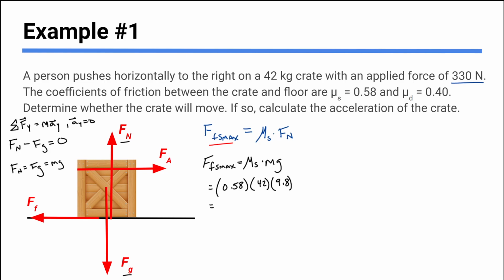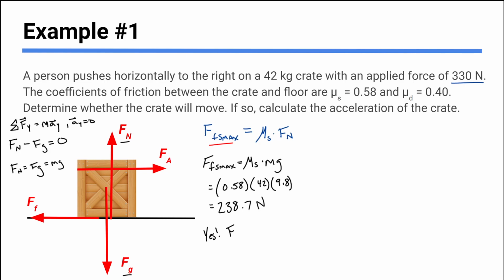So I'm going to multiply these all together. I go to my calculator, 0.58 times 42 times 9.8, and I get 238.7. That's 4 sig figs, more than enough newtons. So that's the maximum force of static friction. That's the biggest this can be. Well, I'm applying a force of 330 newtons, so there's no way it's not going to move, because the applied force is greater than the static friction force. So the first answer would be yes.